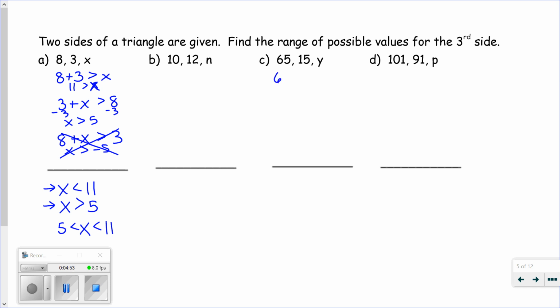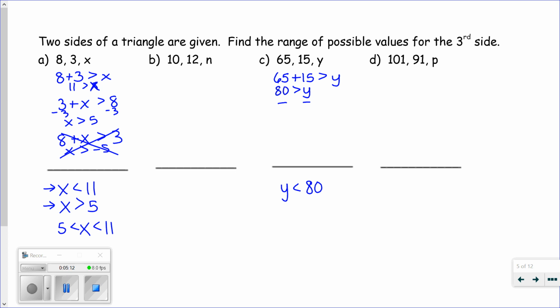All right, so again, if I take all three combinations, 65 plus 15, those two sides have to be greater than the third side y, right? So if I go ahead and simplify that right away, I have y is less than 80.